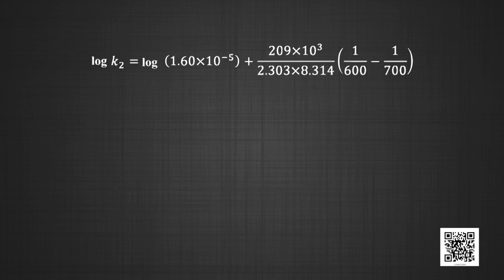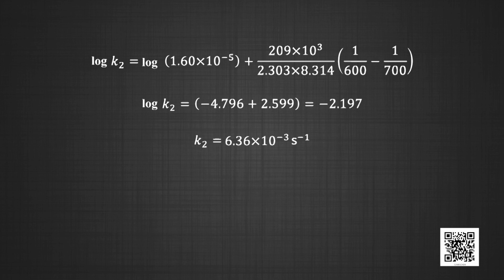Now putting up the data in the given formula, let's see what happens. Log K2 is equals to log 1.60 into 10 raised to power minus 5 plus 209 into 10 raised to power 3 divided by 2.303 into 8.314 into (1 by 600 minus 1 by 700). Log K2 is equals to minus 4.796 plus 2.599. It comes out to be minus 2.197. So finding the antilog, the K2 will be 6.36 into 10 raised to power minus 3 per second.